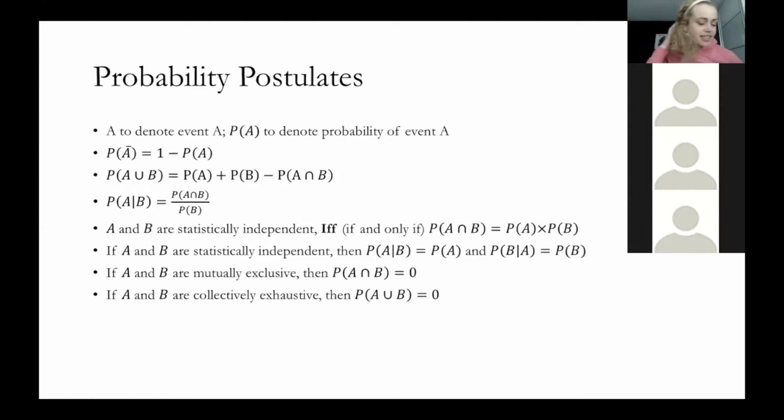Now you know that the probability of the complement of an event is 1 minus the probability of the event. The probability of the union of two events is equal to the probability of the event plus the probability of the other event minus the intersection.